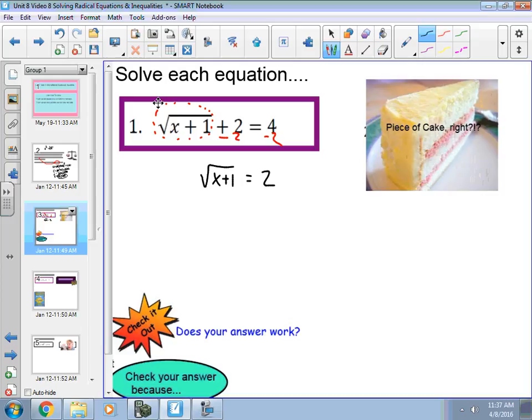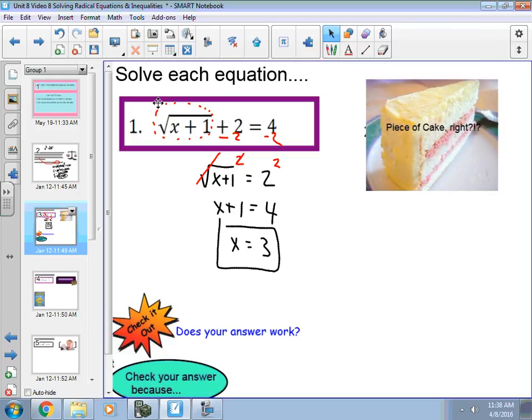Now our goal is to get rid of that square root. Well, we've talked about this before. Our goal is to undo any radical, and you want to use an exponent, because really this is a power. So to undo square root, you want to square both sides. Squaring undoes square root. So now we have just x plus 1 left on the left side of the equation because our radical sign's gone. On the right side, 2 squared, 2 times 2 is 4. Now this is simple, subtract 1, and our answer is 3.